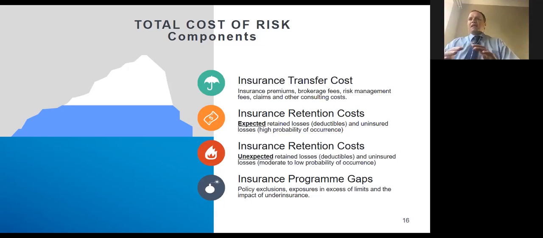Now that you have an understanding of the four main components of total cost of risk, let's quickly go to a poll and get an understanding of which component of total cost of risk you are currently most worried about.